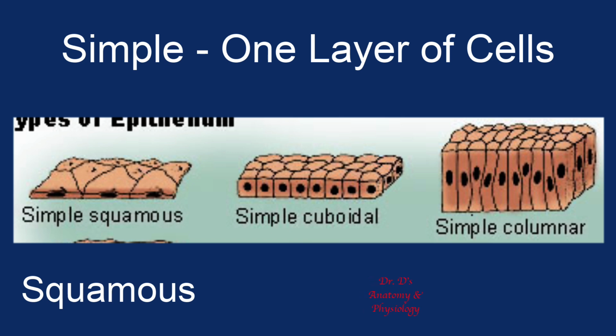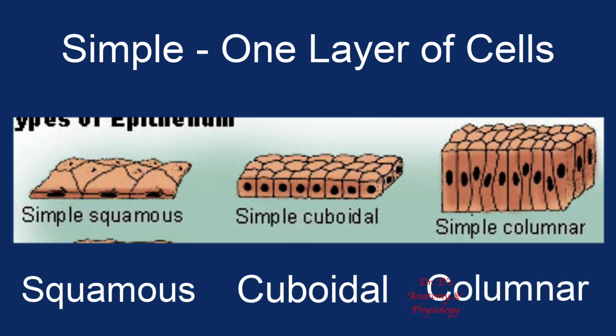The cells with a higher profile have a cube-like shape, and these cells are referred to as cuboidal, or cube-like. Finally, if the cells are taller than they are wide, like columns, these cells are called columnar. In summary, there are 3 basic kinds of simple epithelium: simple squamous, simple cuboidal, and simple columnar.